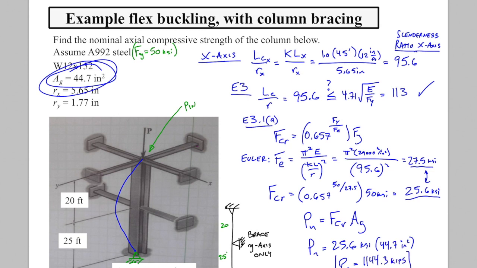Good. But what does it mean? It means at 1144 kip, we get the blue buckled shape here. This is about the x-axis.